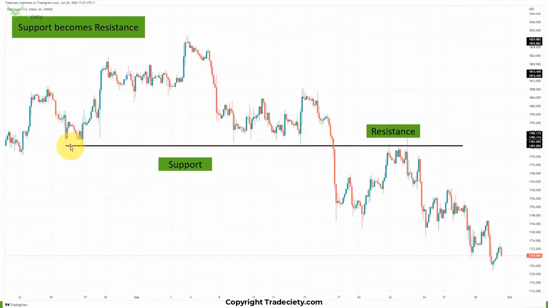This is how it looks on the chart. So we have an area of support, right? The market moves into this area, moves higher from. We come back into this area many times and the market moves higher from it.